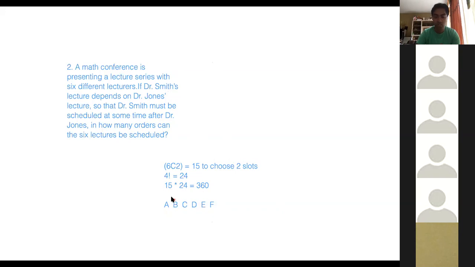So choosing the 2, there's 15 ways. 6 choices for the first, 5 for the second, divided by 2, or 6 choose 2. And you can multiply then by 4 factorial, which is 24 for the remaining orderings. So if you multiply those, you get 360, which is correct.